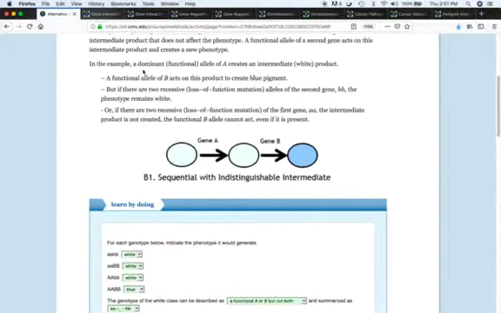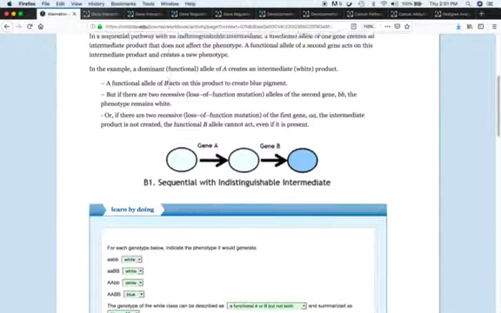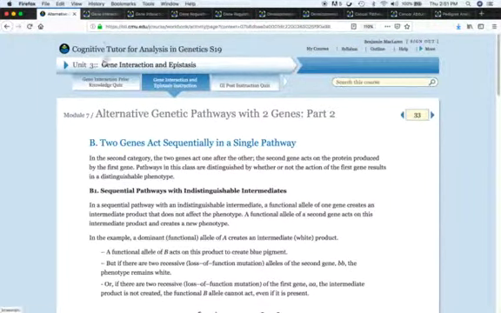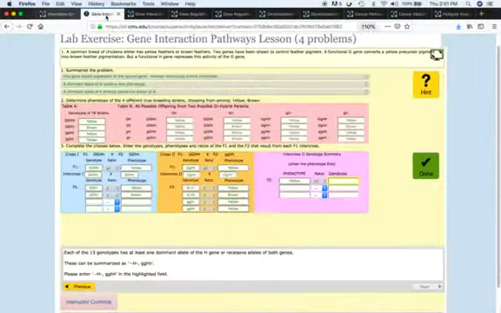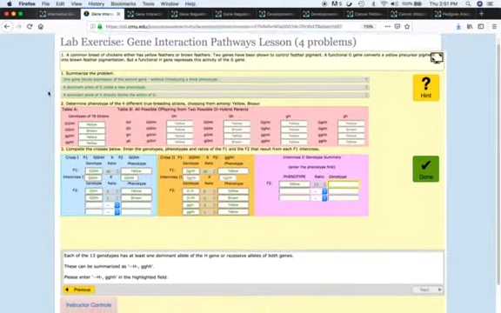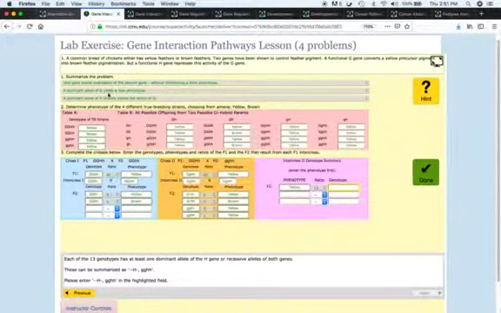incorrect. After they read the declarative instruction, they will come to the cognitive tutor. So let's take a look at what some of these lessons look like. So here is an example of a cognitive tutor lesson. And this is gene interaction pathways, the forward modeling, the prediction. So the first thing the student does is they read the problem statement, which describes a pathway.